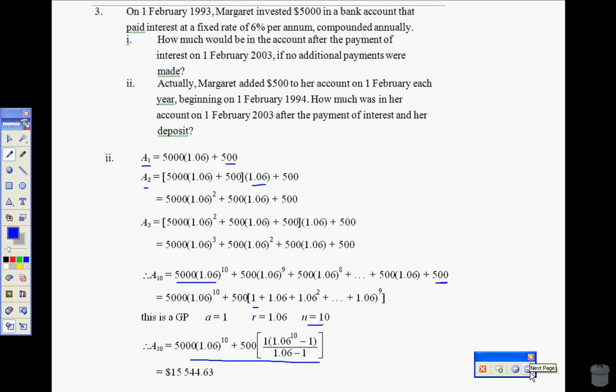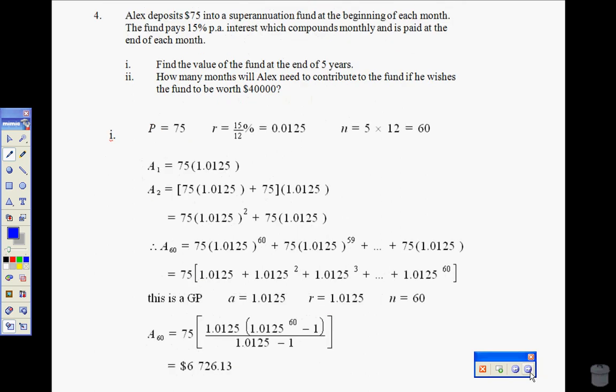So this time in this question, Alex puts $75 into a superannuation fund at the beginning of each month. Again, interest is compounded monthly. So interest is per annum, but it's compounded monthly. It's paid at the end of each month. So this one's more regular type of situation. Find the value of the fund at the end of 5 years.